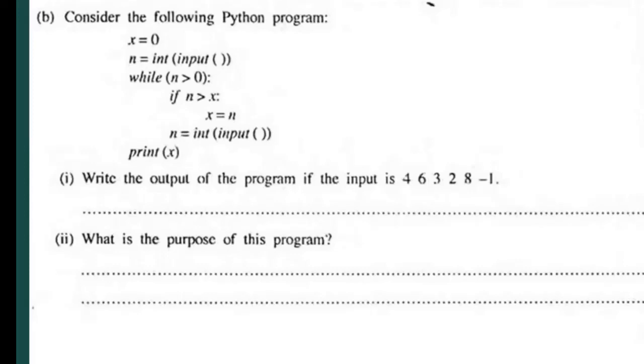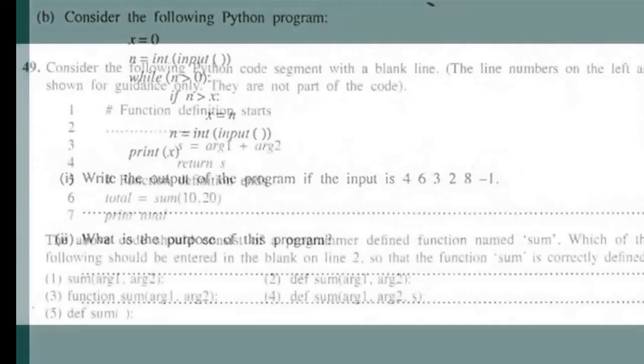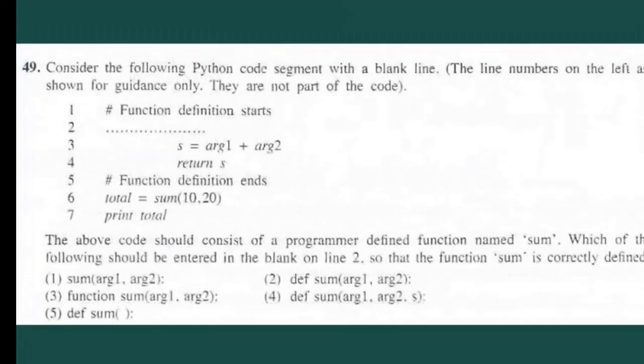Then the output should be 8. 4, 6, 3, 2, 8. I think it's a very simple thing. All of you know that one, 8. What's the purpose of this program? Finding the maximum of the list of given numbers. So we are inputting some numbers and the program will find out the maximum number. I think one more question is there. No, 2.